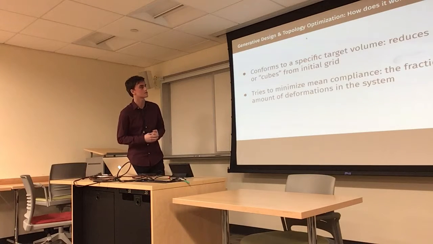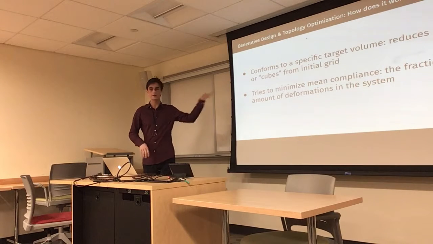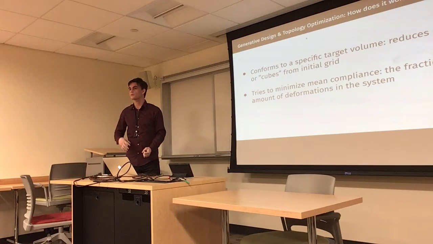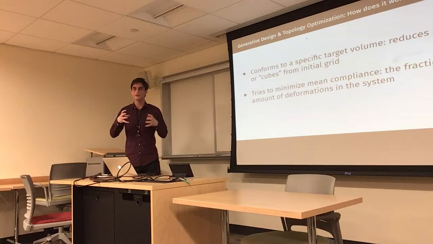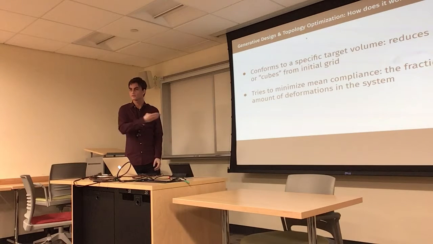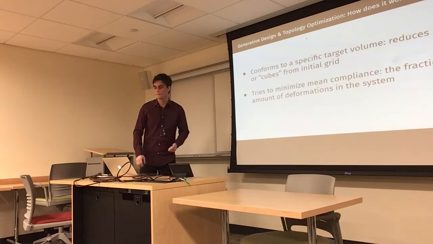Topology optimization also conforms to a specific target volume. So from that initial design of a grid, we want to say, I want to reduce 85% of that material from that grid. And then basically it takes finite element analysis data, which is the stress and strain, the amount of deformations in the system, and tries to minimize the amount of deformations in the system in order to come to an optimal solution.